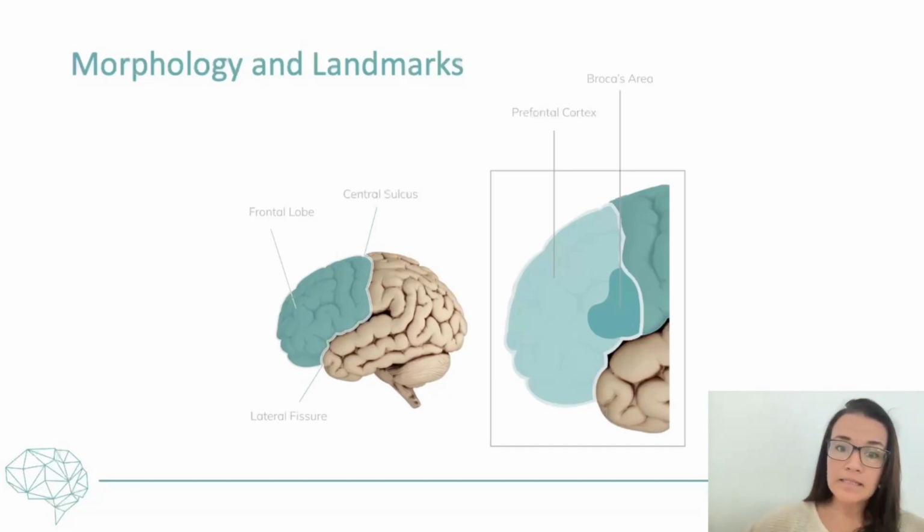And so that sits there in the frontal lobe, not far from Wernicke's area, which we spoke about in the temporal lobe, which is for the understanding and comprehension of speech. So these two structures are very related, but they do sit separately in the brain, one in the frontal lobe and one in the temporal lobe.